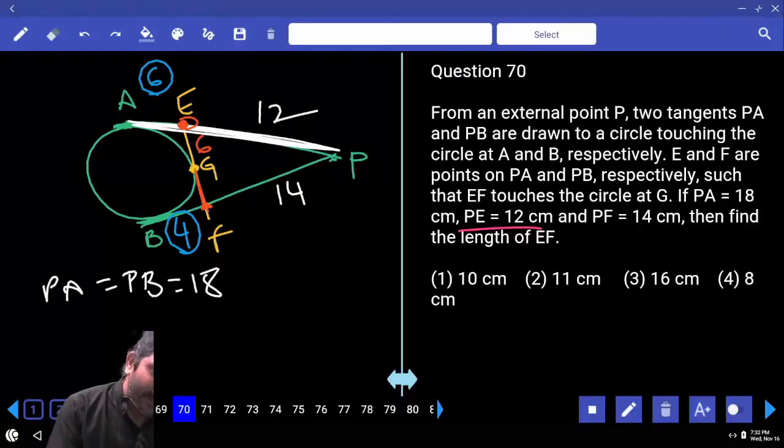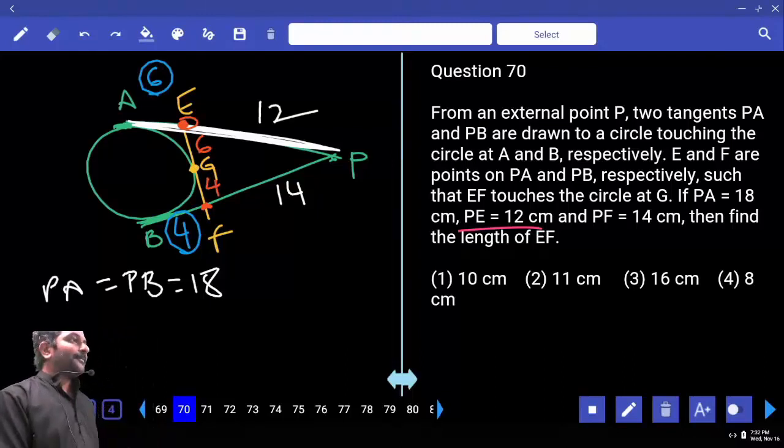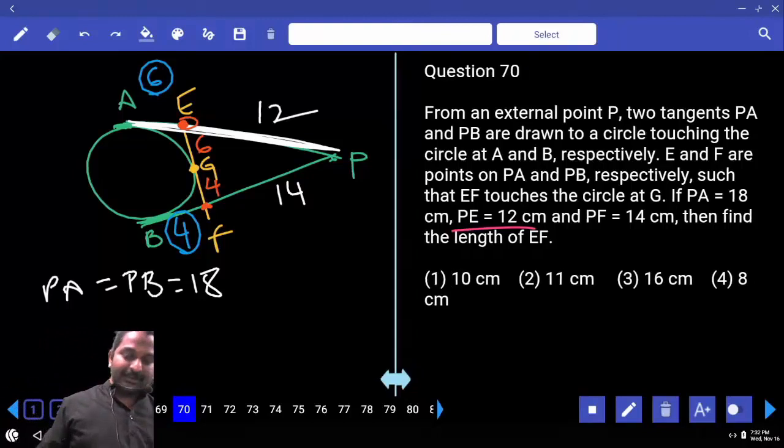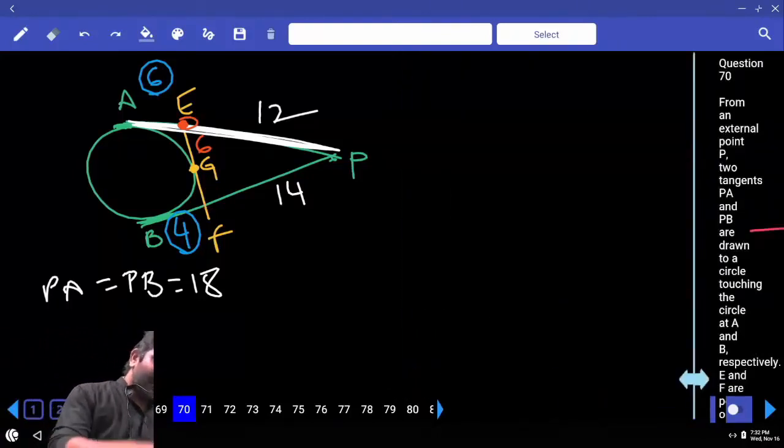Now I'll change again to point F. FG and FB both are tangents and both must be of equal length. FG is 4. Then what is the length of EF? 10. Got it? There is another point also you can remember.